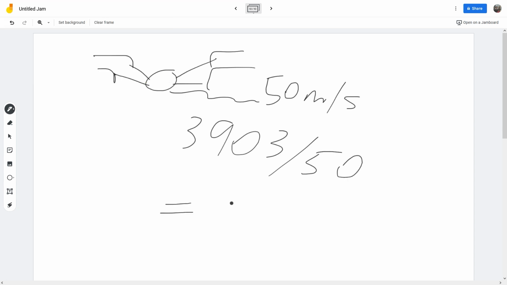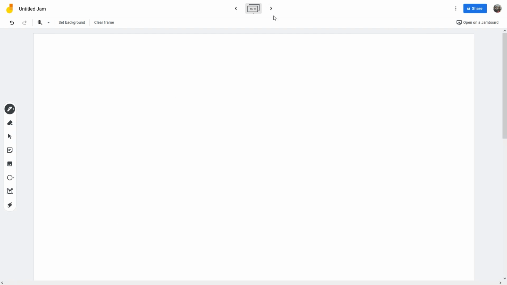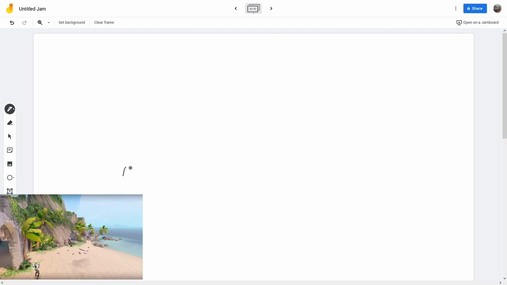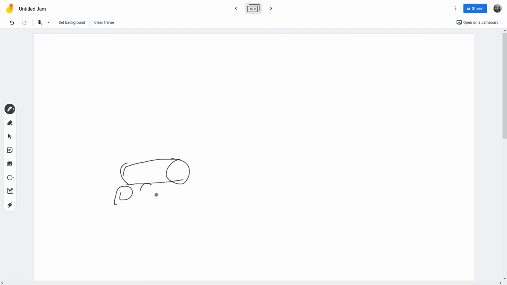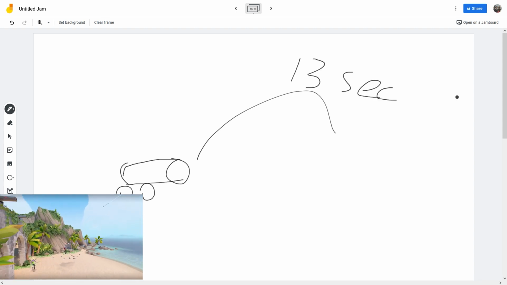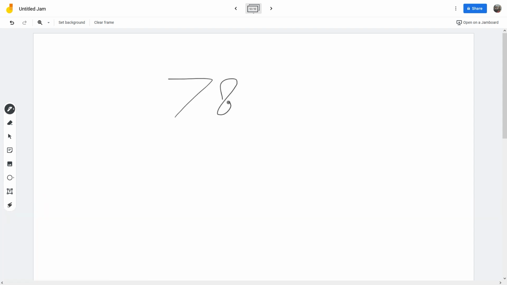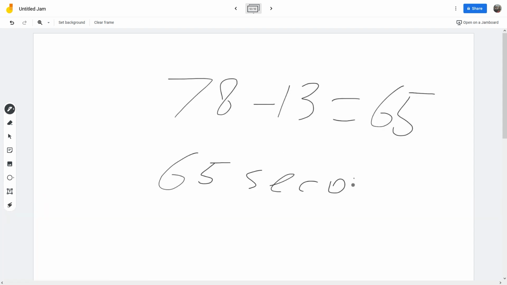Plugging the x-coordinate of the point of intersection into the horizontal motion equation gives us the time it takes for the cannonball to travel to the point of intersection. Solving for t, it takes around 13 seconds for the cannonball to reach that point. Finally, subtracting these two times gives us the amount of seconds we wait to fire the cannon, 65 seconds.